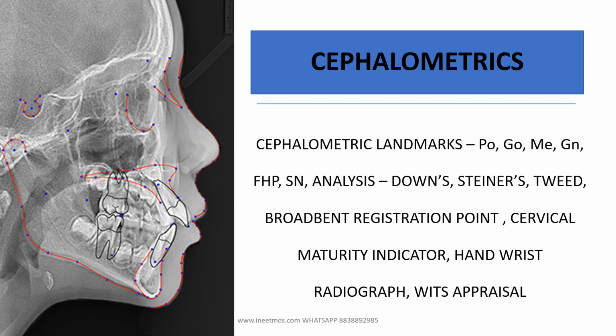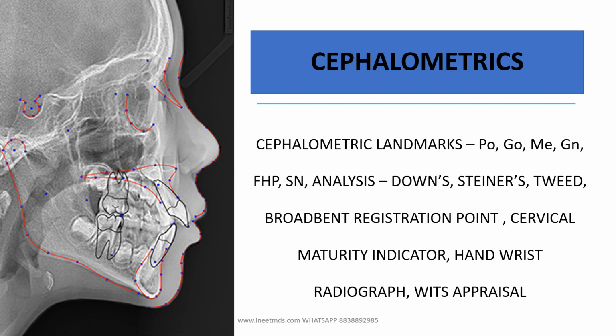Cephalometrics. So under cephalometrics you should be aware of all the cephalometric landmarks, of which the Pogonion, Gonion, Menton, Nasion, Frankfurt's horizontal plane, occlusal plane, and the different analyses. So what all values you take for different analyses. So you have Downs, Steiner and Tweed. Under all these three, what is a mandibular plane is very important.